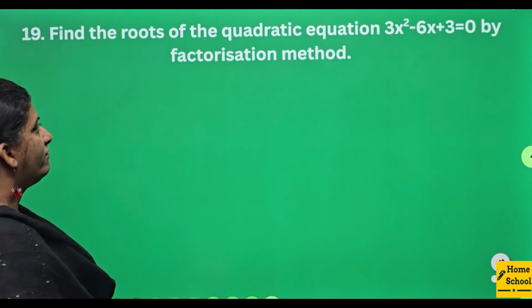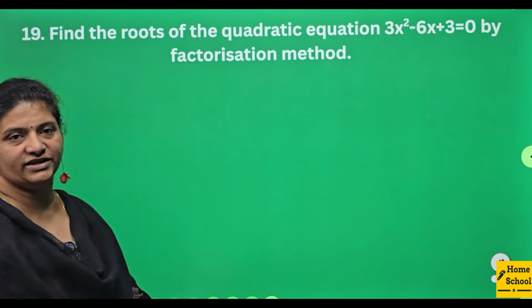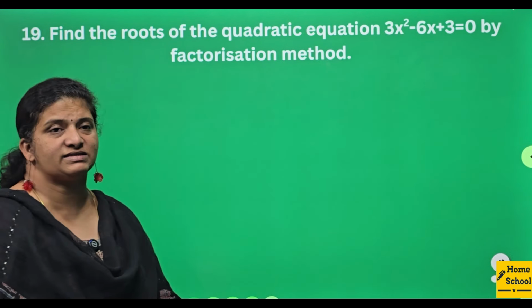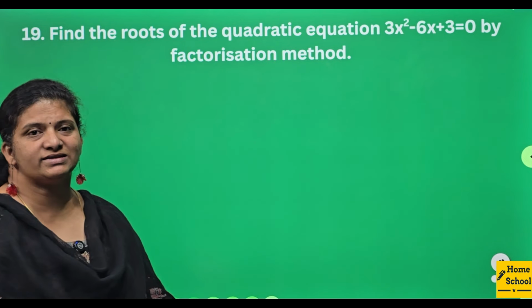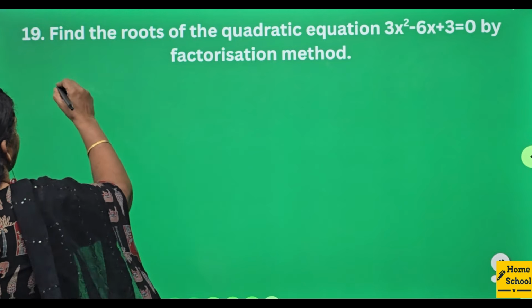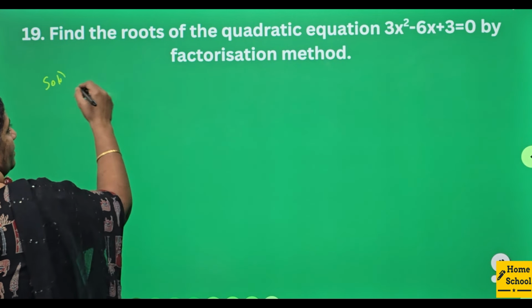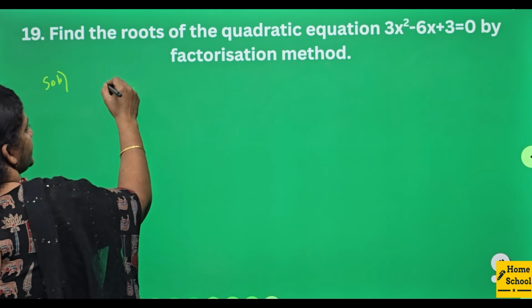19th one. Find the roots of the quadratic equation 3x square minus 6x plus 3 equal to 0 by factorization method. Given. What is given?